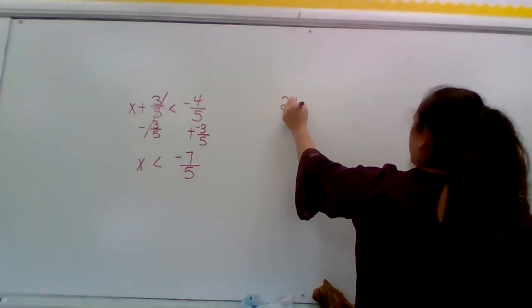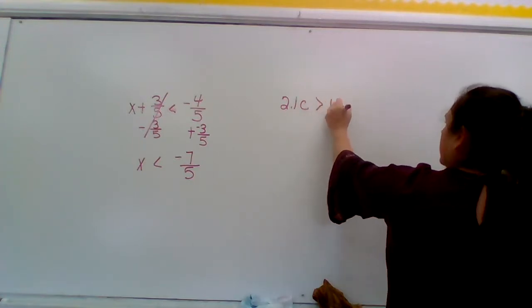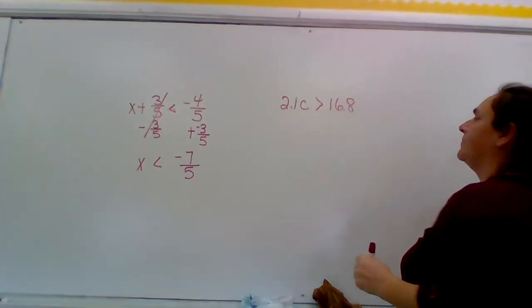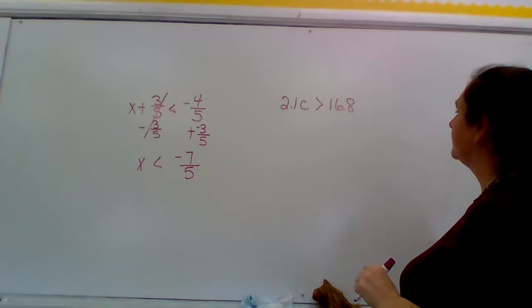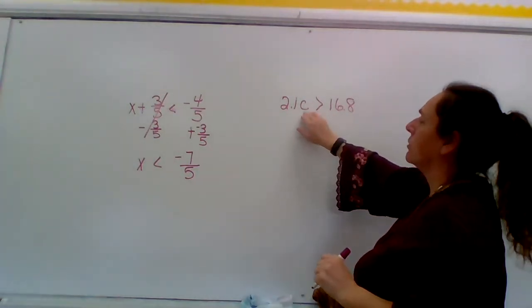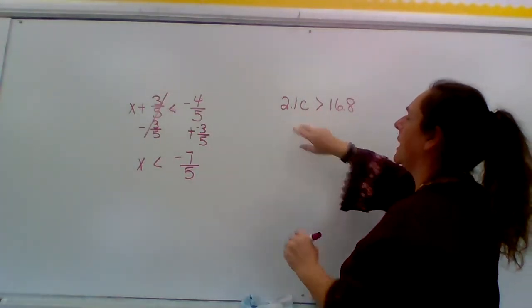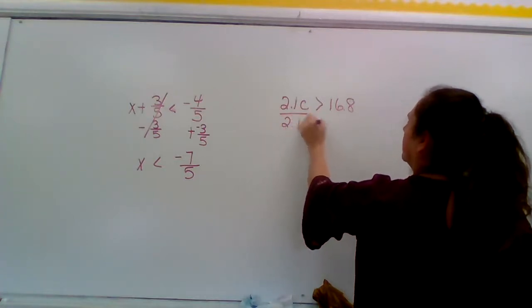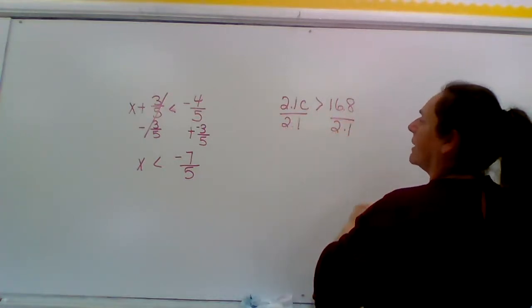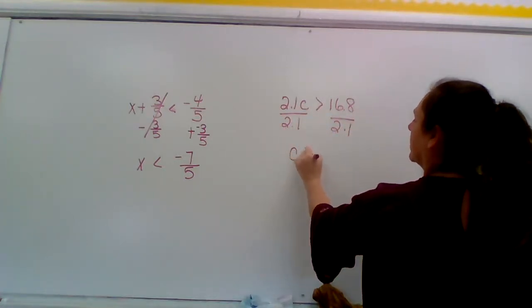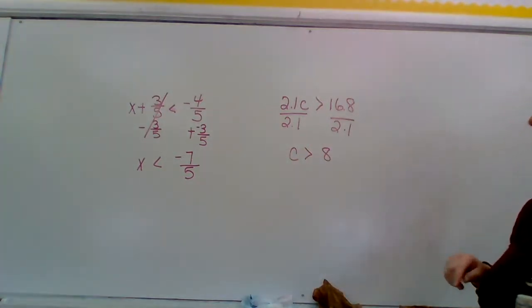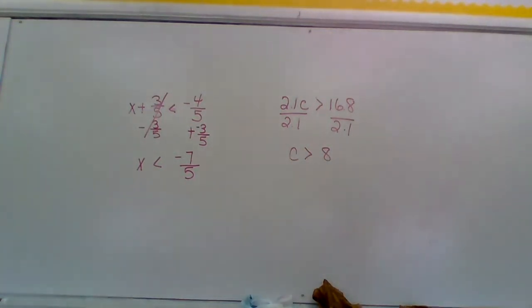Next one, 2.1c is greater than 16.8. Okay. Here's your variable. We're multiplying. So to undo, we would divide. We're dividing by a positive, so my inequality stays the same. And I would get c is greater than 8.